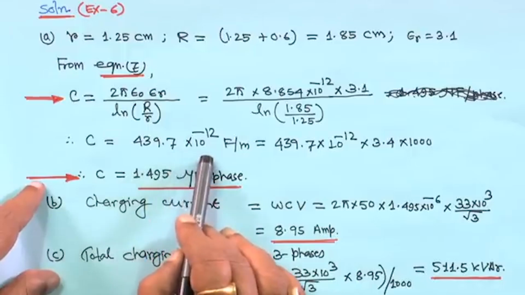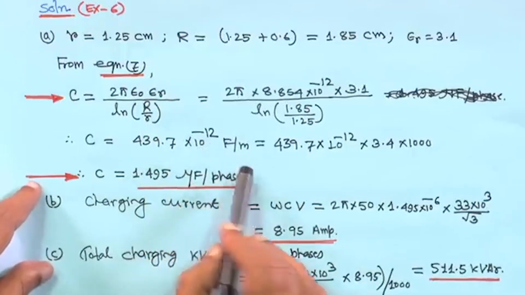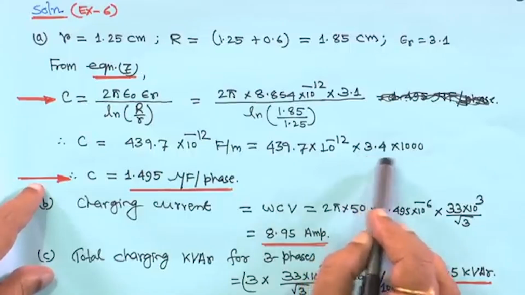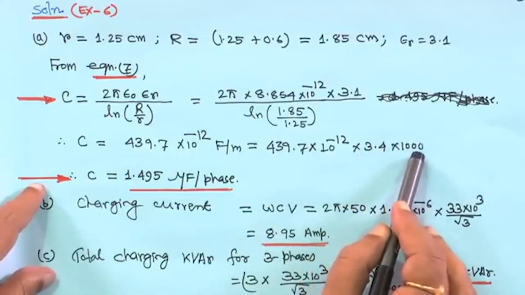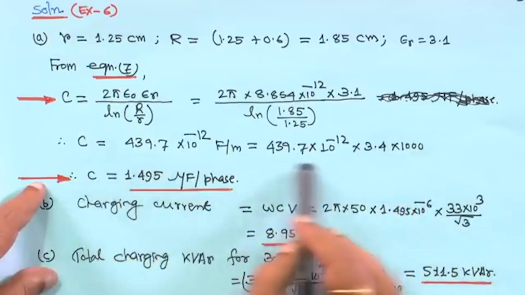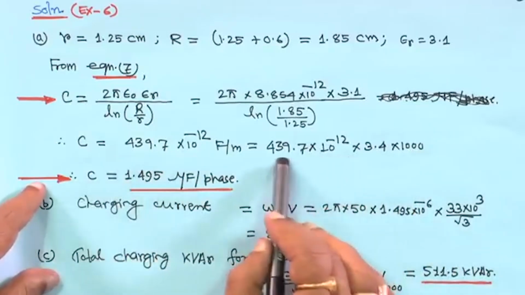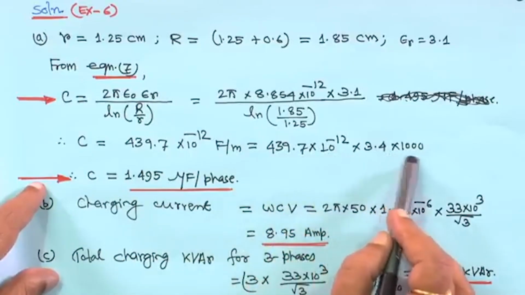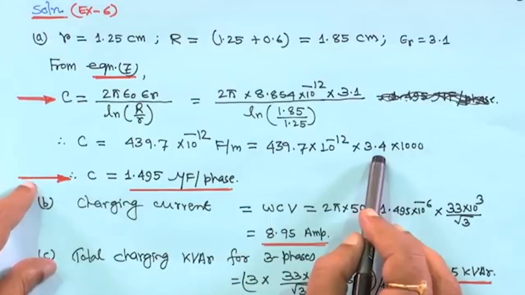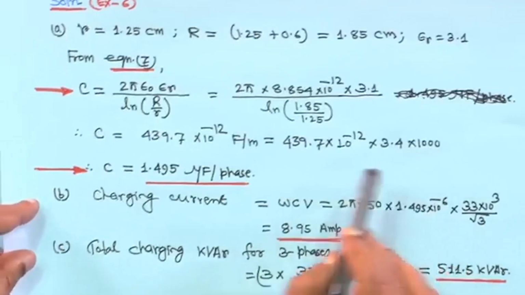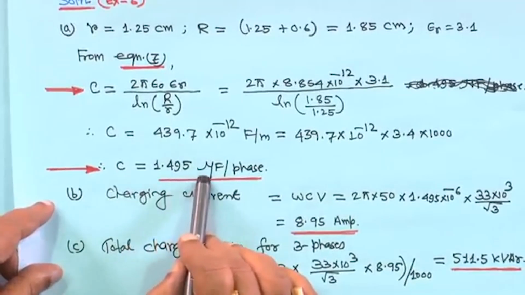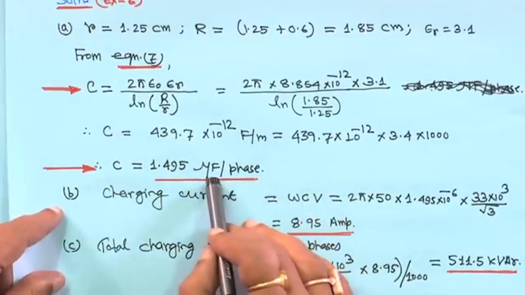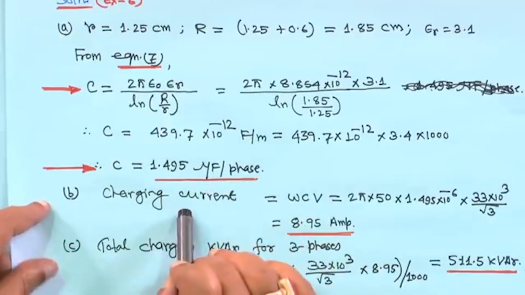439.7 into 10 to the power minus 12 farad per meter, but the length of the cable is 3.4 kilometer. So, 3.4 into 1000 meter. Therefore, C will be 439.7 into 10 to the power minus 12 into 3.4 into 1000, because the length is 3.4 kilometer, so multiplying by 1000 gives meter. Therefore, C will be 1.495, if you simplify, microfarad per phase. I have written it in microfarad.